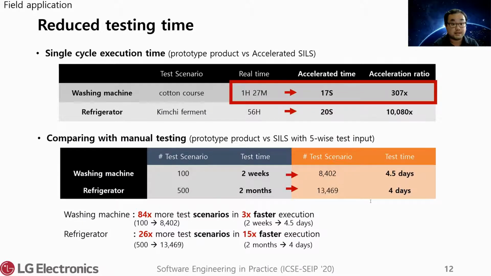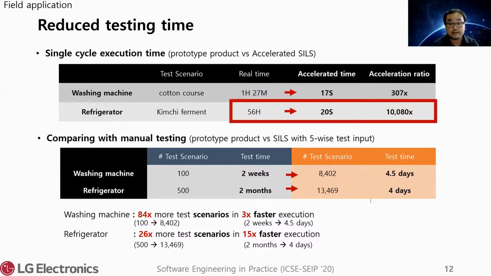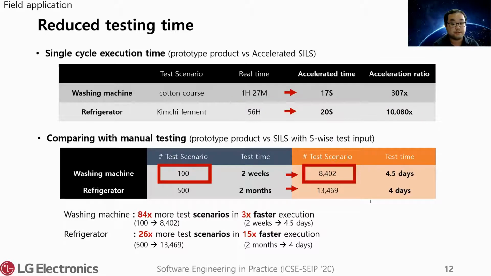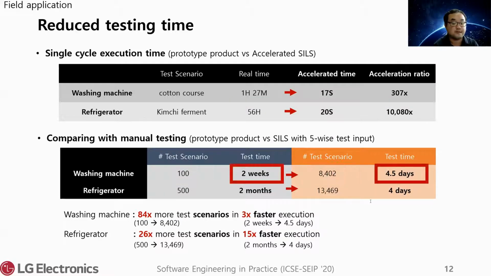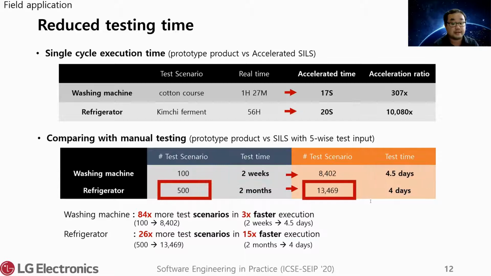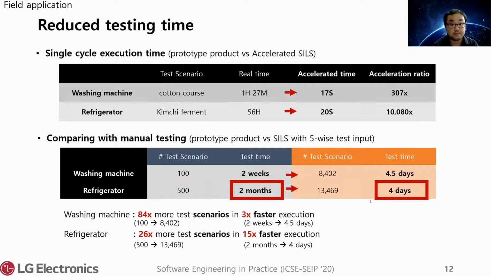In washing machine, half an hour cycle is done in 70 seconds, and in refrigerator, about 2.5 day cycle is done in 20 seconds. When compared with manual testing, 84 times more test inputs are tested 3 times faster in washing machine, and in refrigerator, 26 times more test inputs are tested 15 times faster.